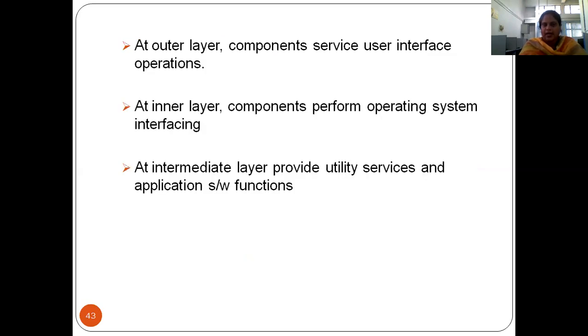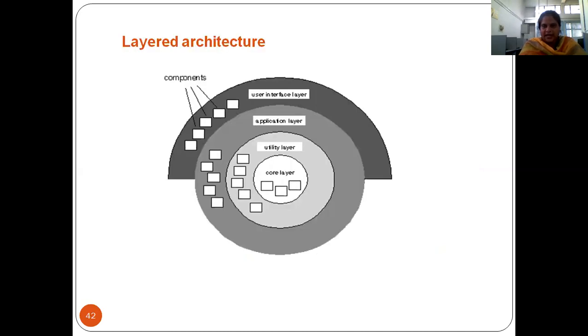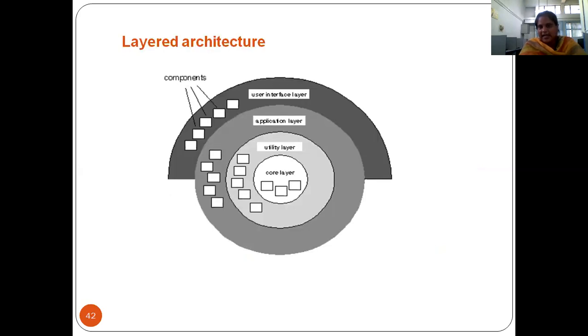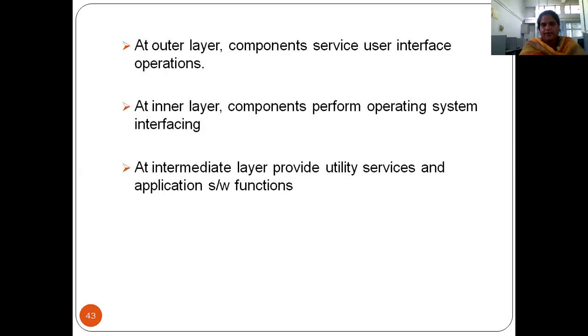Now, at the outer layer, component services user interface operations. First, the outer layer is user interface operations. Next, at the inner layer, components perform operating system interfaces. At the inner layers, operating system interfaces will be performed. The intermediate layer, utility services and application software functions will be performed. So outer layer component services user interface operations will be performed. At inner layer, component performs operating system interfaces. Next, at intermediate layer, utility services and application software functions will be performed.